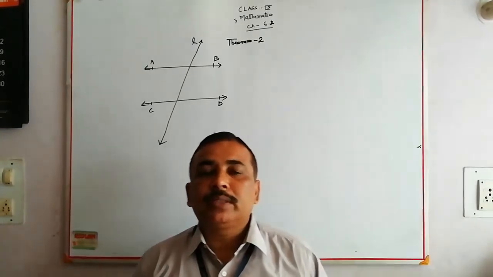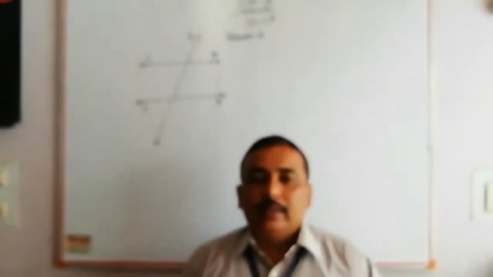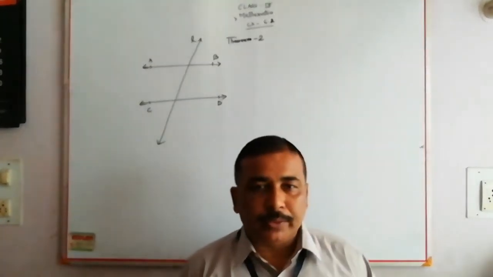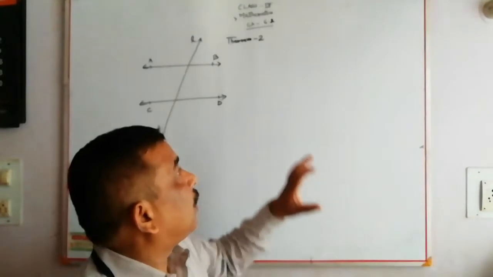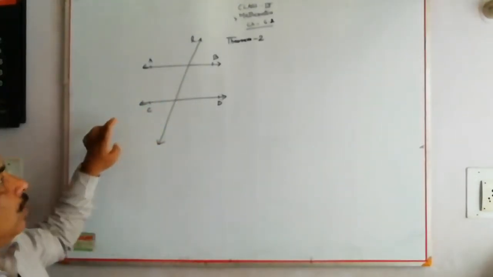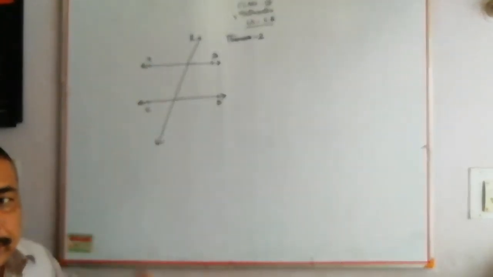Start the important chapter of mathematics, geometry, lines and angles, exercise number 6.2, related to parallel lines. Suppose that AB and CD are two parallel lines and L is the transversal line.